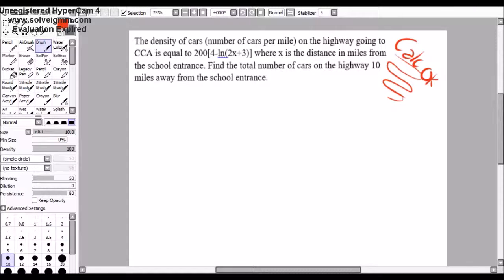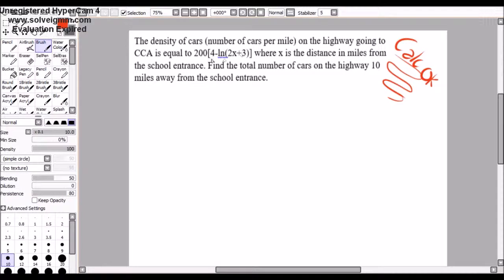The density of cars, number of cars per mile, on the highway going to CCA is equal to 200 times the quantity of 4 minus ln(2x + 3), where x is the distance in miles from the school entrance. Find the total number of cars on the highway 10 miles away from the school entrance. So in this scenario, we can use the net change theorem as they're asking for an accumulation of cars over a period of 10 miles, if you want to think about it that way.